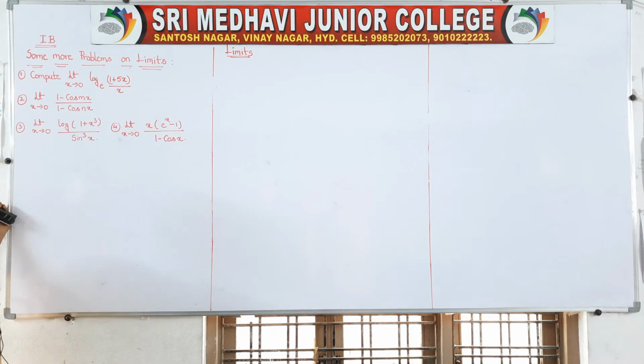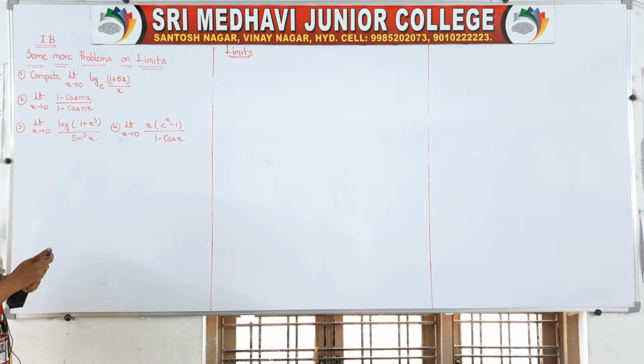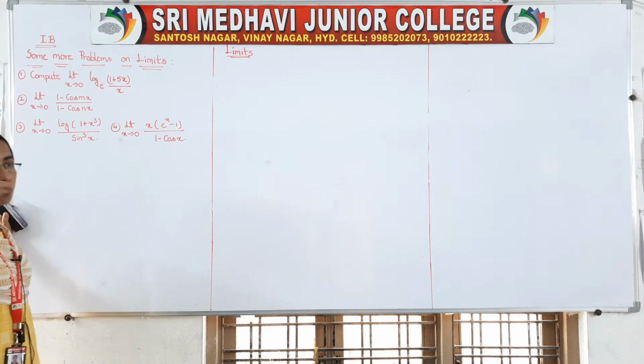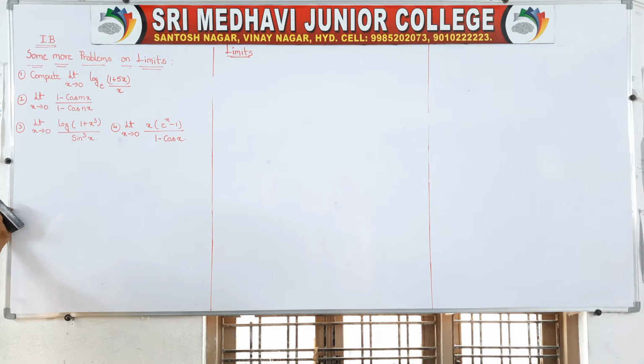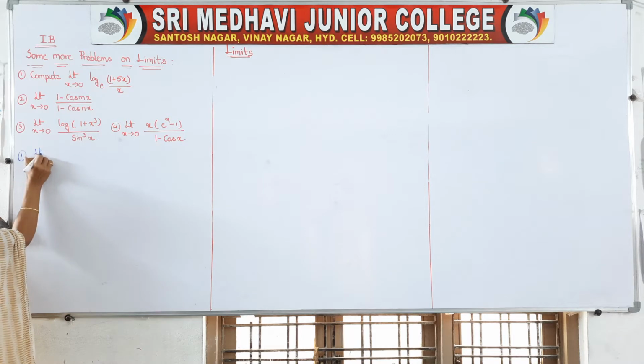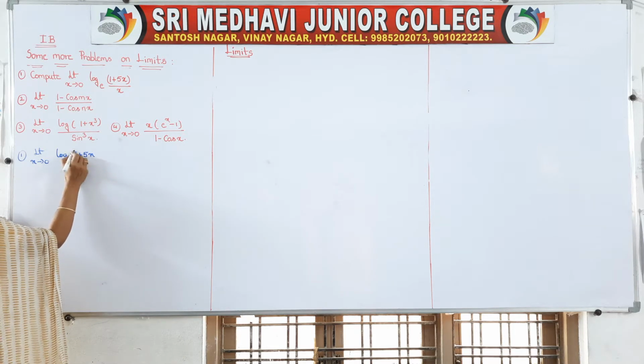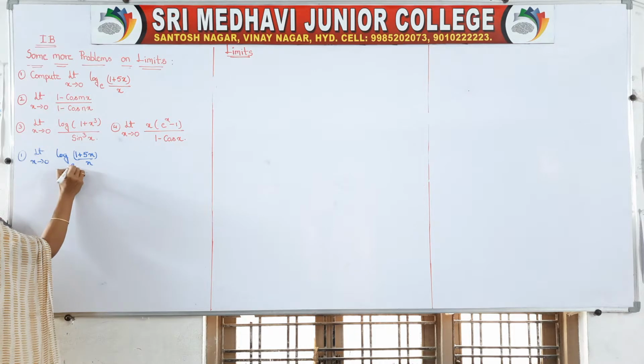So first observe, compute the limit as x tends to 0 of log base e of (1 plus 5x) by x. Actually this is called base e, log of 1 plus 5x by x, base e. Problem we have to find, compute, right? Sometimes they will ask compute this limit, sometimes find, both are same. So now come to the first question. What is that? Limit x tends to 0 of log of 1 plus 5x by x, base e.